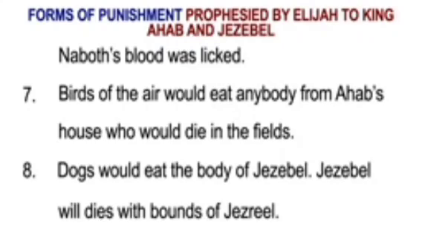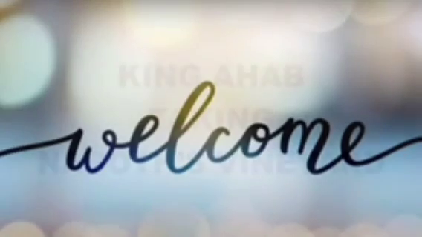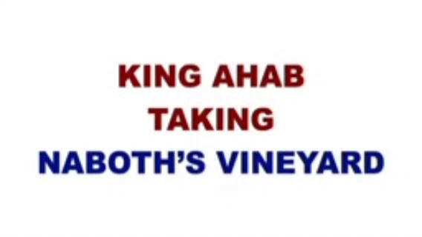5, all the male children or slaves of King Ahab would be cut off. 6, dogs would eat anybody from Ahab's home who would die in the city. 7, birds of the air would eat anybody from Ahab's house who would die in the fields. 8, dogs would eat the body of Jezebel, or rather you can say Jezebel will die at the walls of Jezreel, describing the incident in which King Ahab took Naboth's vineyard.